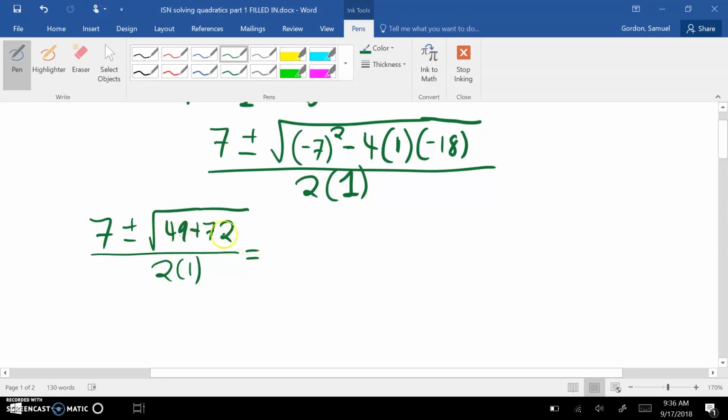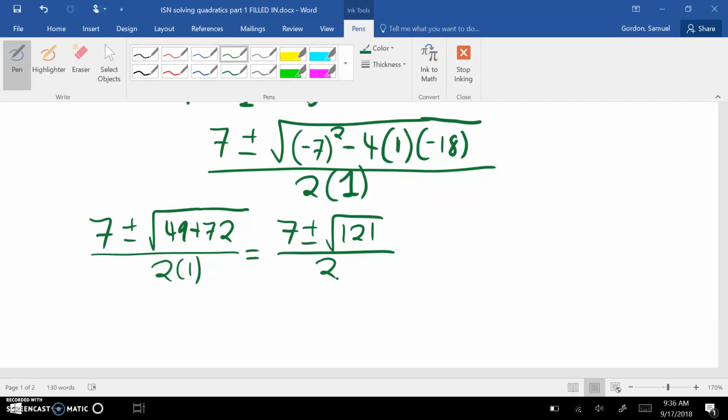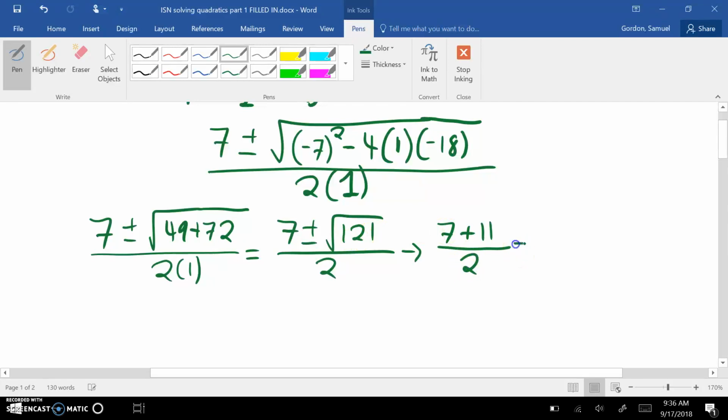I will go ahead and add these and multiply these. So I still have 7 plus or minus, now if I add these, I get 121, and if I multiply these, I get 2. Now, if you look in your notes, it says you must add and subtract to get the 2 different answers because this is a quadratic equation. It should have 2 different answers. So I'm going to add first. 7 plus the square root of 121, which is 11 because 11 times 11 is 121, over 2. I add these and get 18 over 2, which is 9. So my first answer is 9.